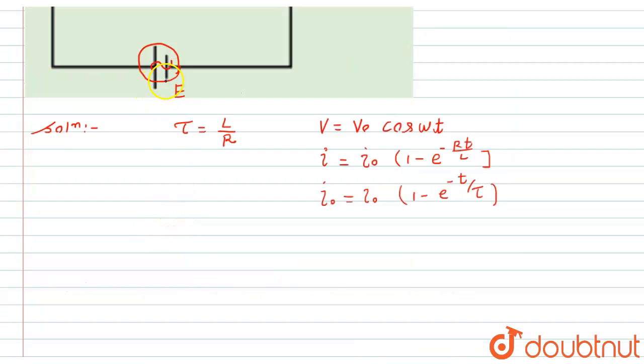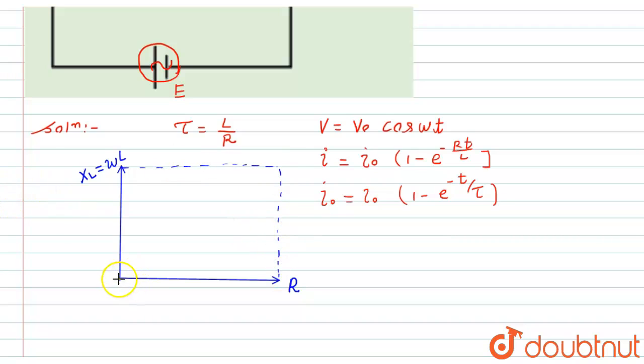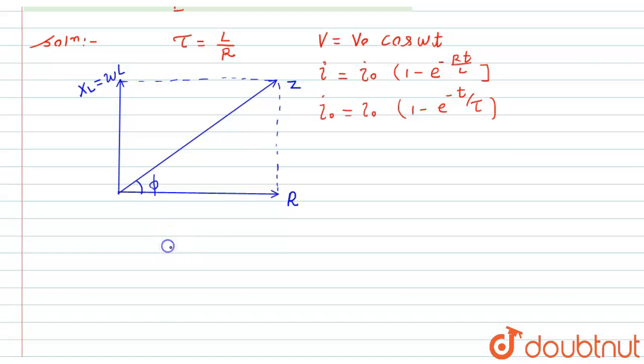Now as we have replaced this battery by an AC source, the impedance for the circuit can be found by first drawing the vector diagram for resistor R and inductive reactance XL, where XL is given by omega into L. Now if we complete this parallelogram, the resultant of these two will give me the impedance for the circuit, that is Z, which will be at an angle of phi with respect to R. From here the power factor for the circuit, cos phi, will be equal to adjacent upon hypotenuse, that is R divided by Z.